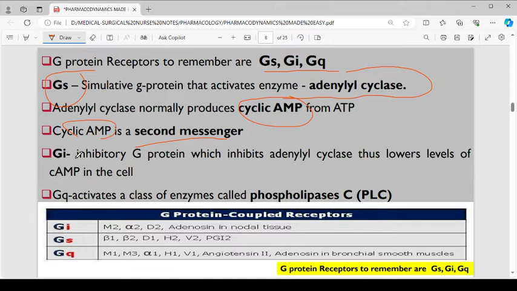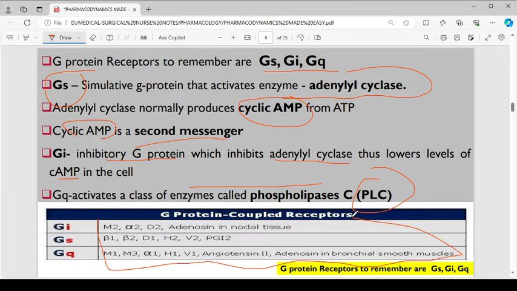Now, Gi, on the other hand, has an inhibitory trait, in that it will inhibit the adenylyl cyclase, and thus this will lower the levels of cAMP in the cell. Lastly, the Gq normally activates a class of enzymes that we refer to as phospholipase C, and we can abbreviate them as PLC for our discussion. So all these 3 are major G protein receptors that you are supposed to remember, and you can see how they are spread all over the body. All right, and it is in this spread that they are able to bring about their effects in cells.